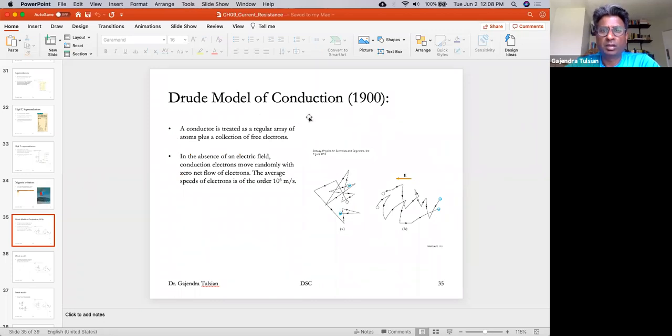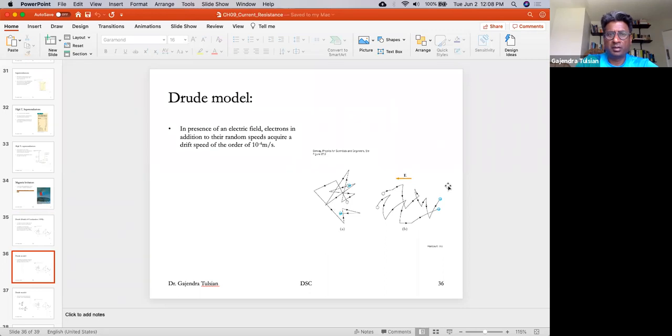All right, we'll give you a quick microscopic model of conductivity again. So you saw that inside a metal, the electrons move about randomly. You introduce an electric field inside the metal by connecting it to a battery. Now the electrons acquire an average drift speed in that direction. And in the presence of an electric field, electrons, in addition to their random speed, acquire a drift speed of the order of 10 to the -4 meters per second.